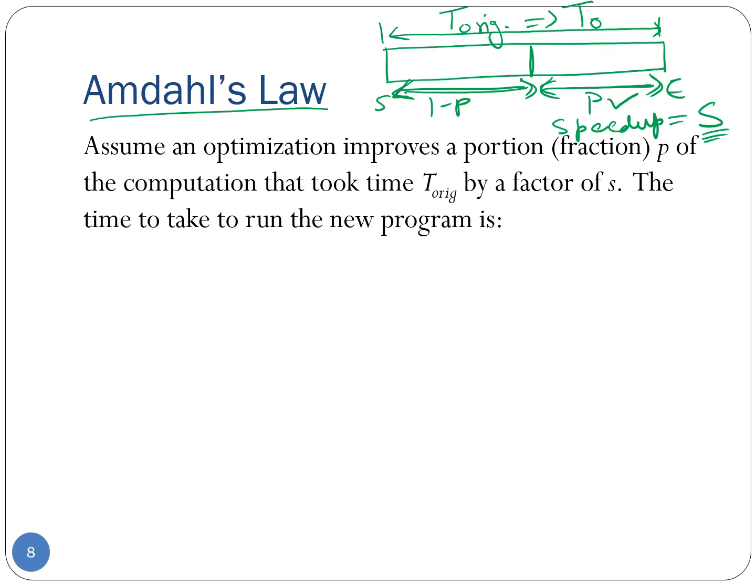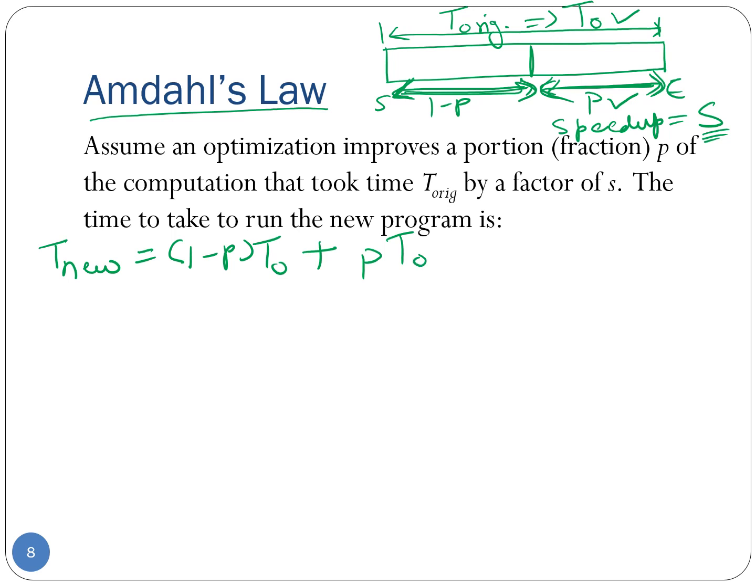So after this optimization, let's think about what would be the new execution time, T new. Note that in this portion 1 minus p there is no optimization, so this will still execute with the same original speed. So if the total execution time of the original program was TO, this portion 1 minus p in the original program would have taken (1 minus p) times T original. And in the original program, this remaining portion p would have taken time p times T original.